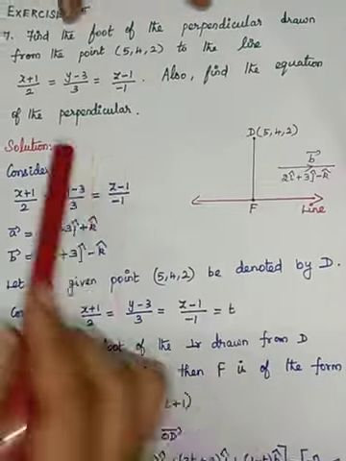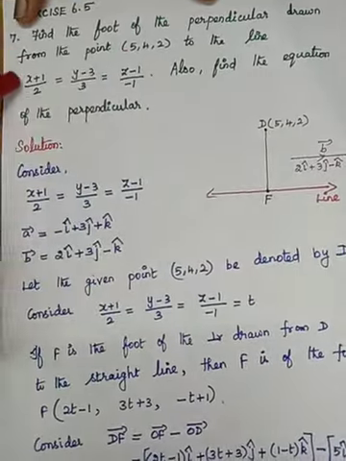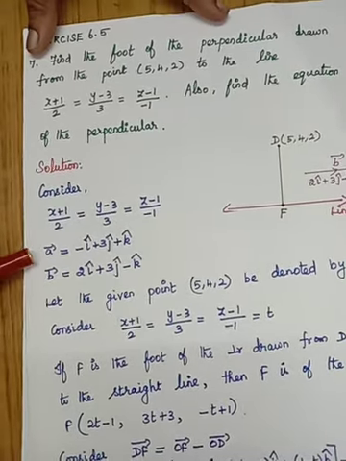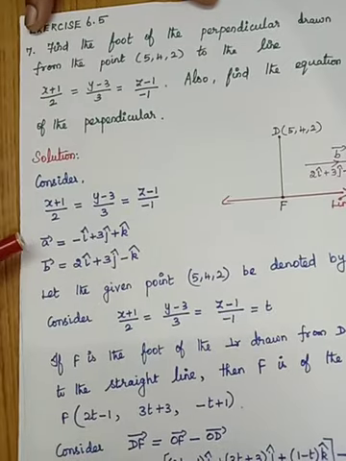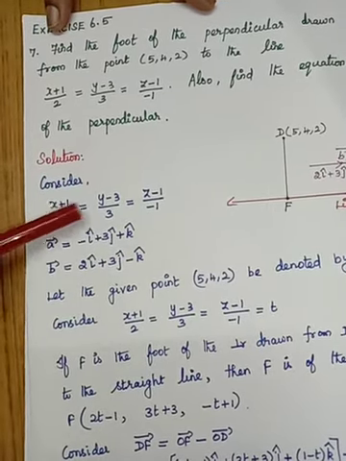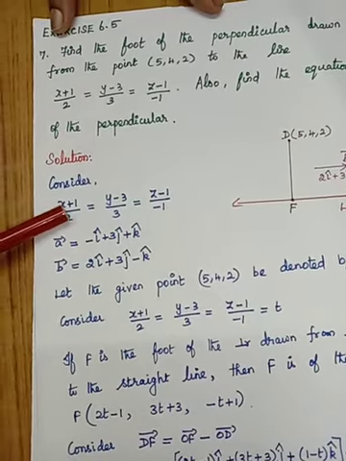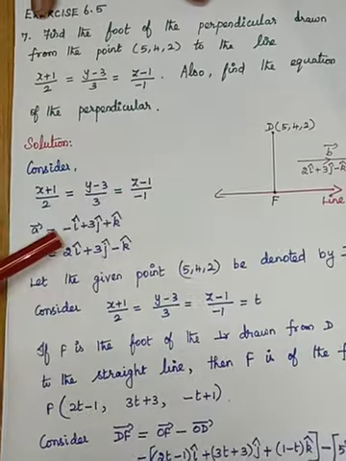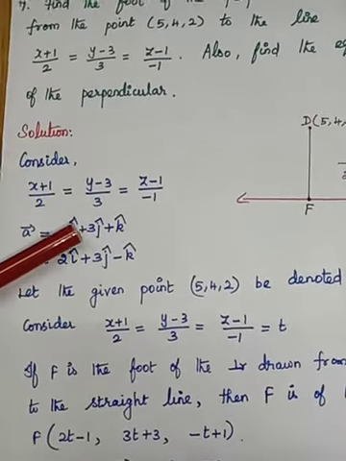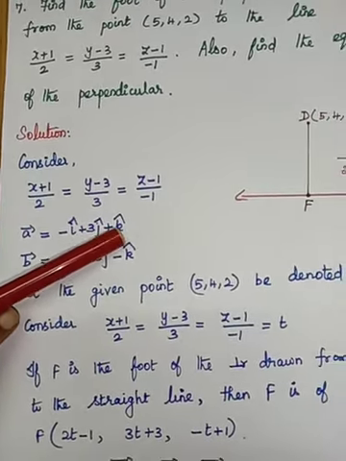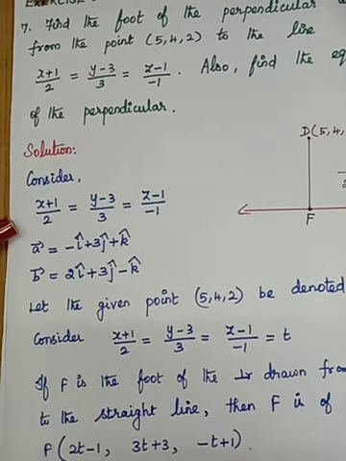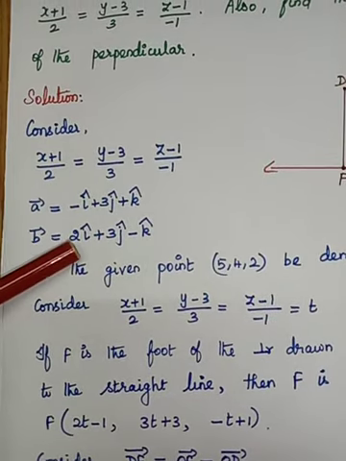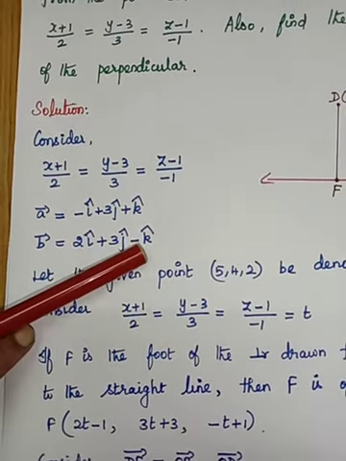The given line is in Cartesian form, so from that I am going to find the vectors. What is a vector? It is the position vector of the passing point, which has to be taken from the numerator. So here you have minus 1, 3 and 1, which can be written as minus i cap plus 3j cap plus k cap. The denominator gives the direction ratios of the line. So b vector is 2i cap plus 3j cap minus k cap.